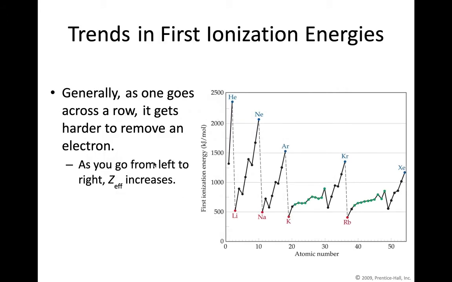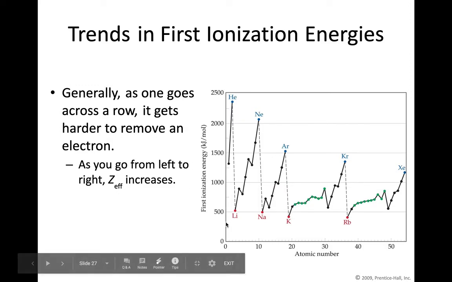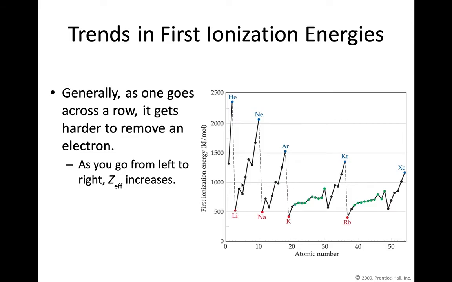We'll look at these trends. So typically, as we go across a row, it gets harder to remove an electron. Let's look at this row that starts with lithium and ends with neon. It's getting harder and harder. We're needing more and more energy to remove the first electron as we go across this row. Because of course the atom is getting smaller, there's more protons in the nucleus, there's a larger effective charge from the nucleus, so it's better able to hold on to its electrons, to hold them in close and tight, and it's hard for you to remove them.